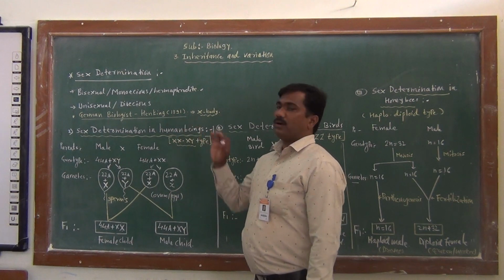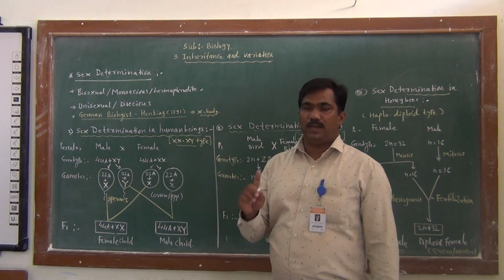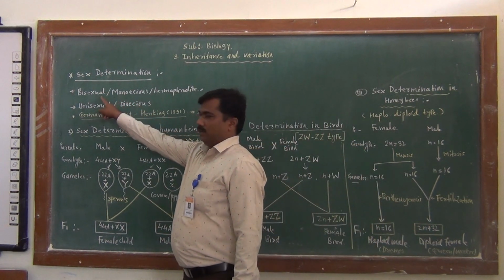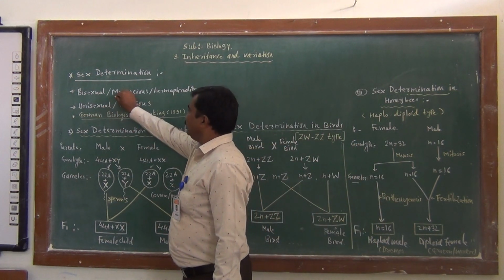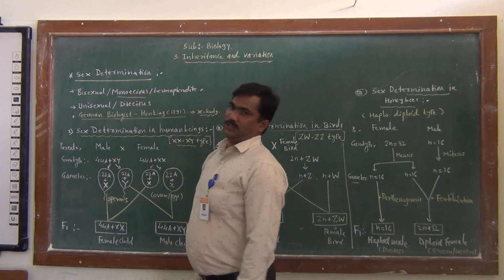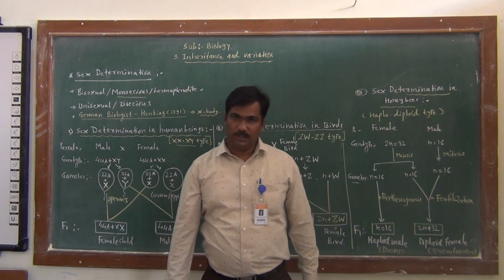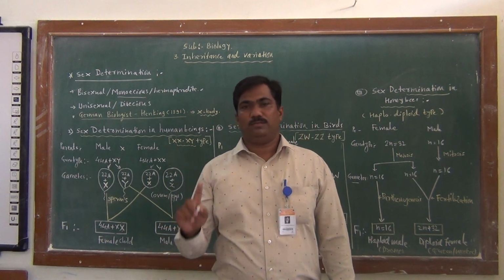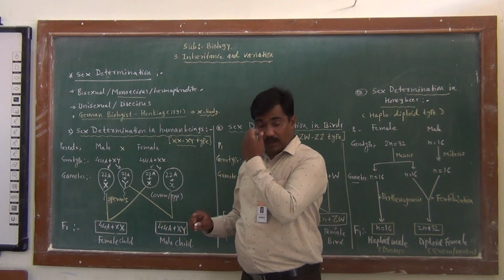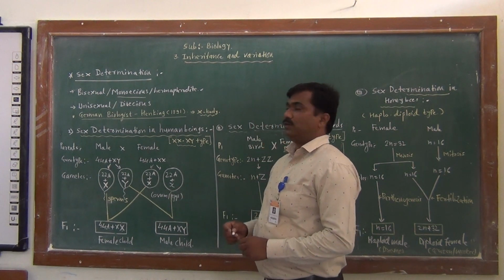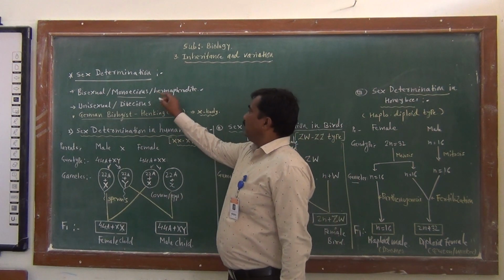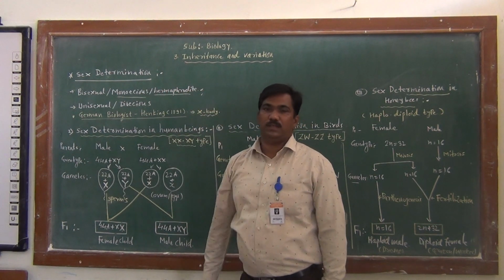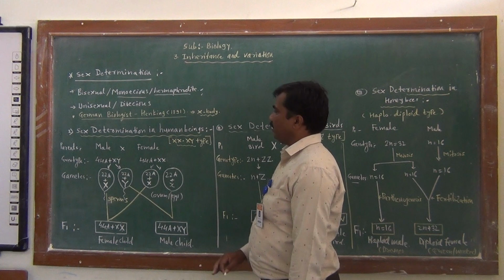So both reproductive organs present in the same individual is called bisexual, or it is also known as monoecious. Monoecious means within one organism; mono means one, so both reproductive organs are present within one organism. It is also called hermaphrodite. It is also known as a hermaphrodite.